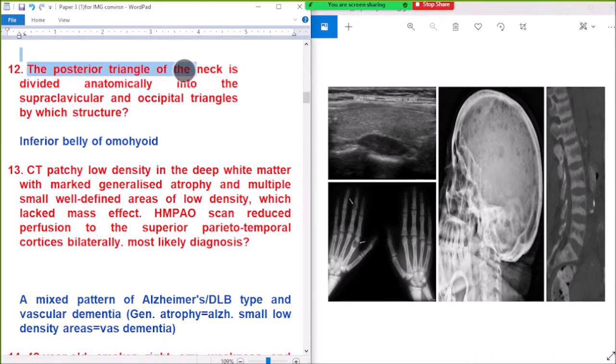Posterior triangle of the neck is divided anatomically into the supraclavicular and occipital triangles by which structure? Inferior belly omohyoid.